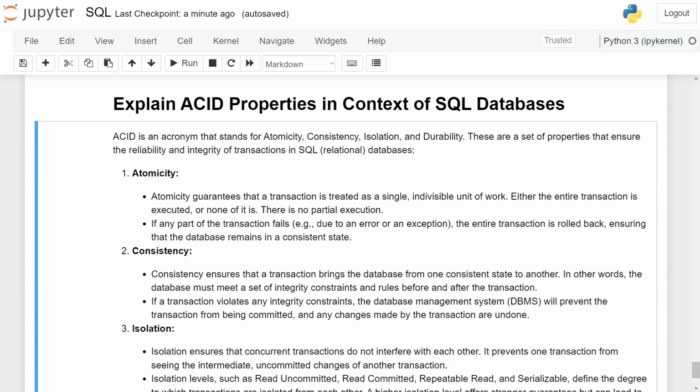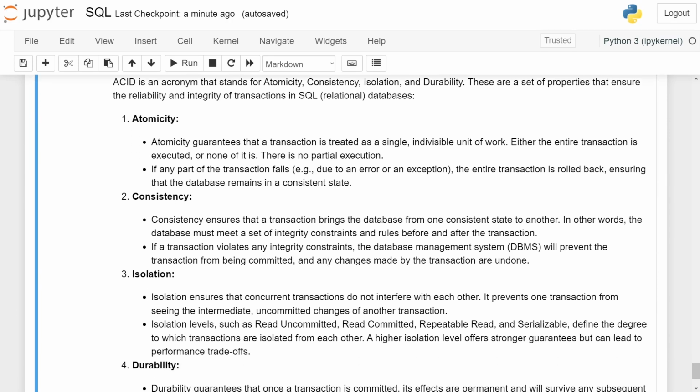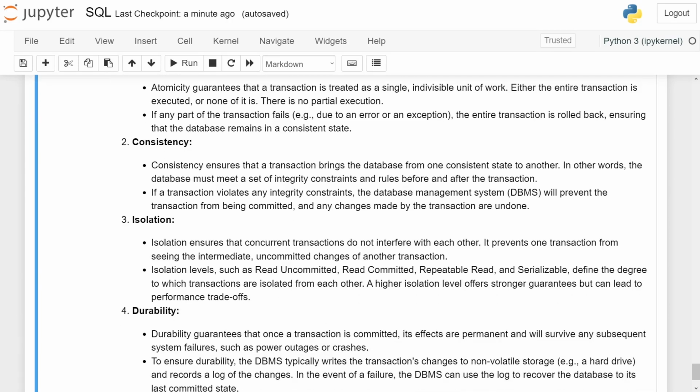Consistency. Consistency ensures that a transaction brings the database from one consistent state to another. In other words, the database must meet a set of integrity constraints and rules before and after a transaction. If a transaction violates any integrity constraints, the database management system will prevent the transaction from being committed, and any changes made by the transaction are undone.